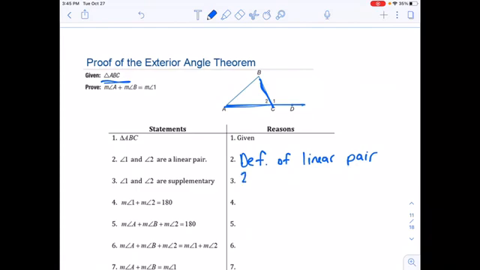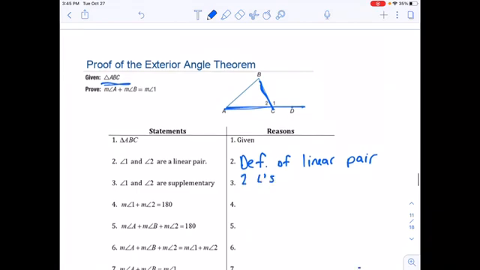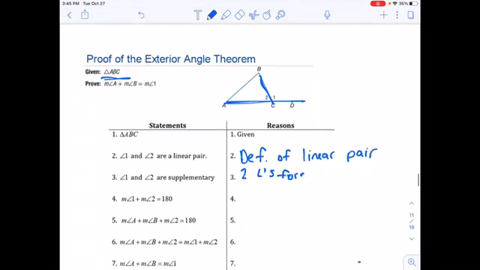Once again, this is the long one. 2 angles that form a linear pair are supplements. And if we know that they are supplementary, we know by the definition of supplements that angle 1 plus angle 2 has to equal 180.